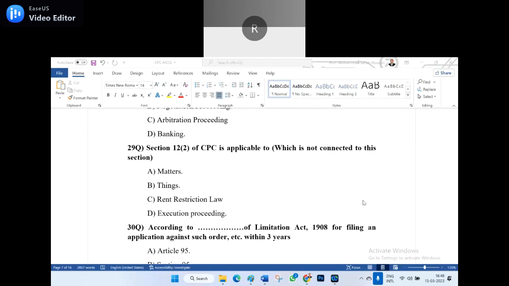Option B, sir. Things. B, I fabricated. There are no things there. Matters, yes, connected. Rent restriction law, connected. Execution proceedings, connected with Section 12, subsection 2 of the CPC.